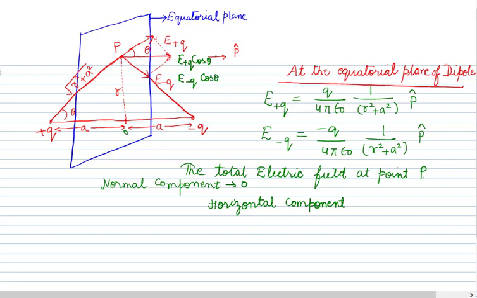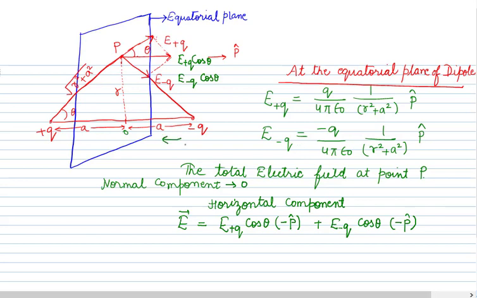So this is the horizontal component for both the charges, electric field. We can get the horizontal component, so the total electric field will be E to the power plus q cos theta in addition with E to the power minus q cos theta. And as you can see, for the plus q, the direction is in the direction of minus p, because p directs from minus q to plus q, and here the p directs from here to here, and this is the direction of p, as you can see.